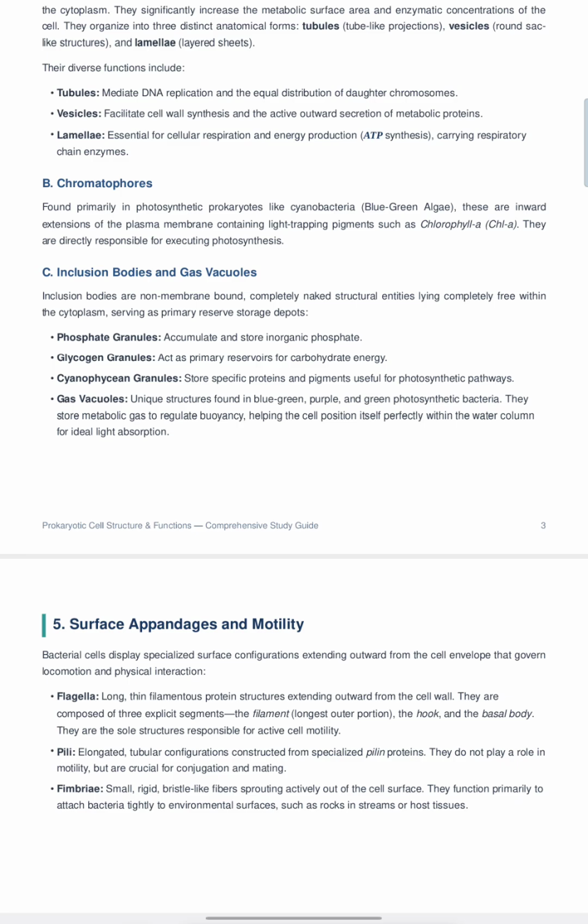Chromatophores are the pores which are found in photosynthetic prokaryotes like cyanobacteria. These are inward extensions of the plasma membrane, meaning here the light trapping pigments such as chlorophyll are present. They are directly responsible for executing photosynthesis.